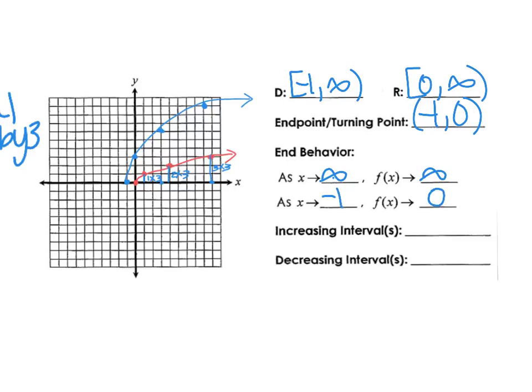Increasing interval. Our graph is only going up. So when it's only increasing, it's never going down. For our increasing interval we use our x coordinate, so it's starting at -1 to infinity. That's our increasing interval, including -1 to infinity. And it's never decreasing, so we don't have to write one.